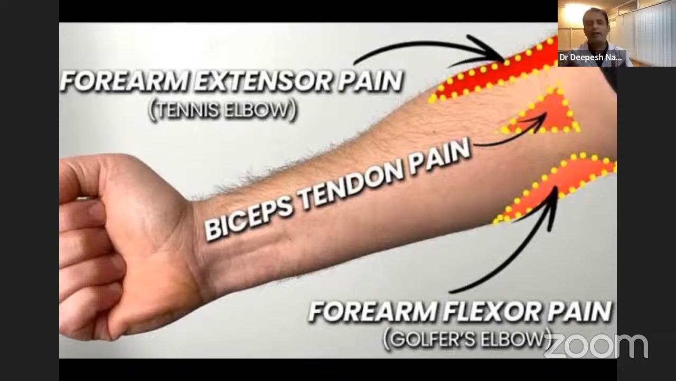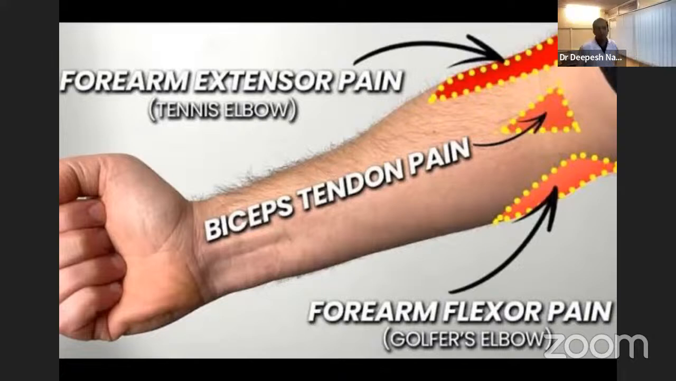Extensor pain is related to the tennis elbow, and the biceps tendon pain arises in the central area, and the forearm pain on the lateral side or outer side is tennis elbow, while the inner side pain is golfer's elbow. We have denoted this with the red markings due to the inflammatory response. It is an inflammatory response of the body towards the pain. That is why we say it is epicondylitis, a condition related to inflammation.